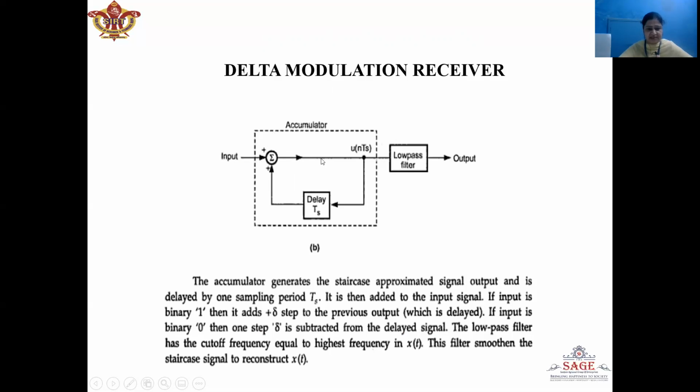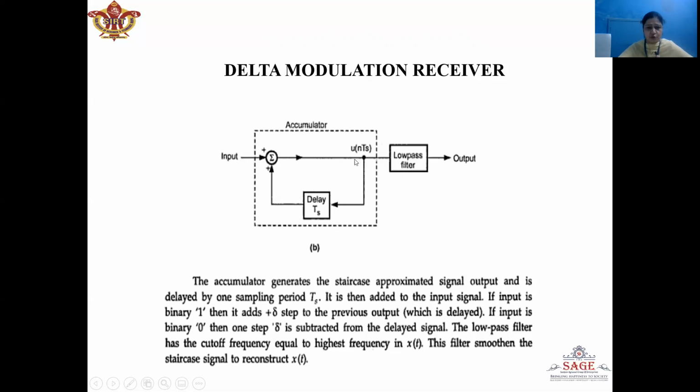Now this b(kTs) will be added to the approximated signal u((k-1)Ts). As we know, when u((k-1)Ts) is added to b(kTs), it will generate u(kTs). So this u(kTs), when given to the delay unit, which delays the signal by one sampling period Ts, will again generate u((k-1)Ts) by the time the next delta modulated bit is received. So now these two signals will be added, which will generate again the present sample approximation, u(kTs).